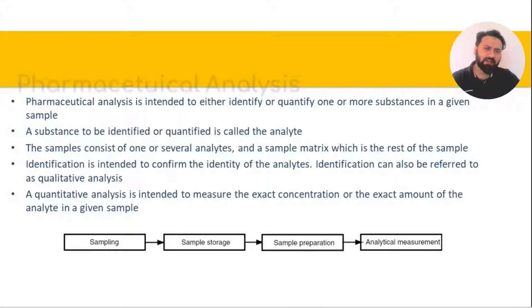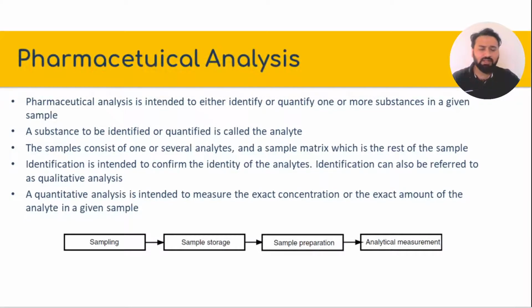As far as we have understood, pharmaceutical analysis is used for the purpose of identification and quantification. And this identification is a part of the quality. As we have already discussed, the analysis can be qualitative analysis or quantitative analysis. So we can say that analysis is intended to either identify or quantify one or more than one substance in a given sample.